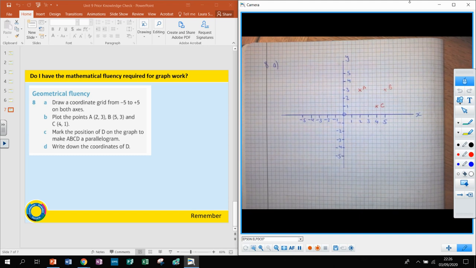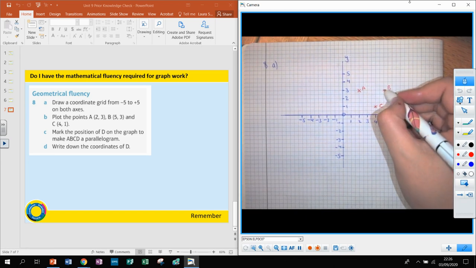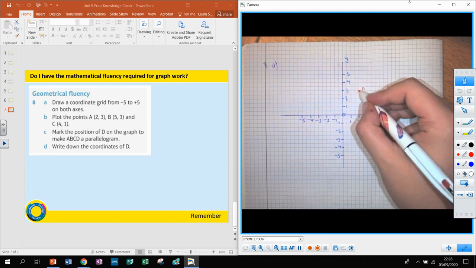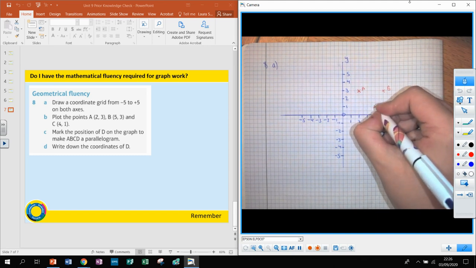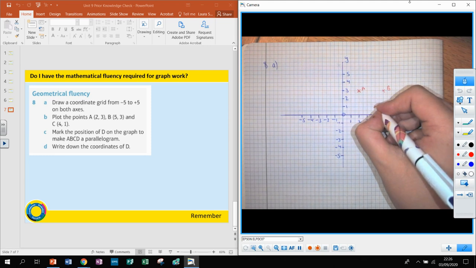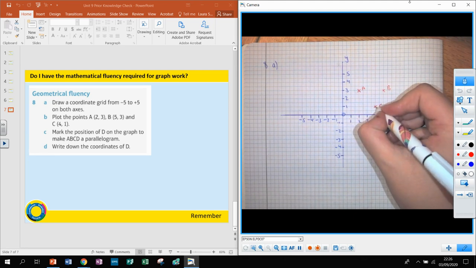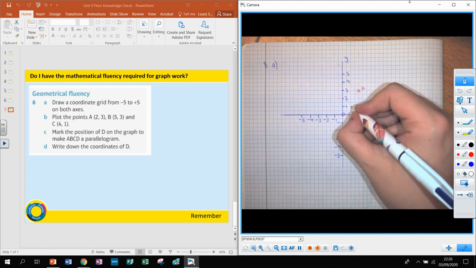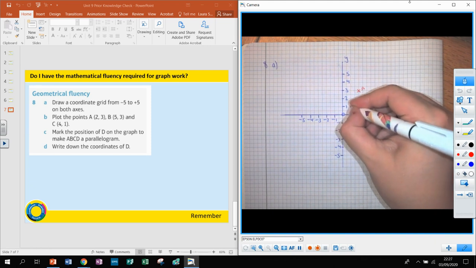It then says to mark the position of D on the graph to make it a parallelogram. Well, we can look at this visually. Okay, so if we look at B, it's 1, 2, 3, 4, 5, 6 away from A. So at C, since it has to be parallel, it's going to go horizontally, but it has to go the exact same number of squares because in a parallelogram, these two sides should be the same length, okay? So that's 1, 2, 3, 4, 5, 6. So that means my point D would be there, okay?